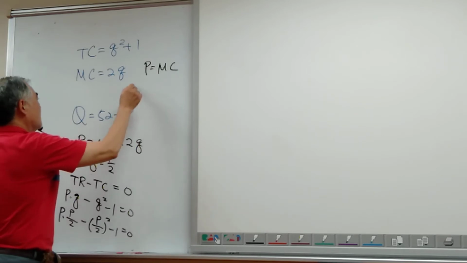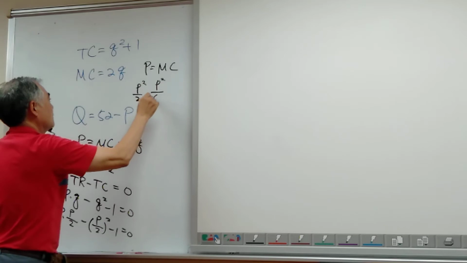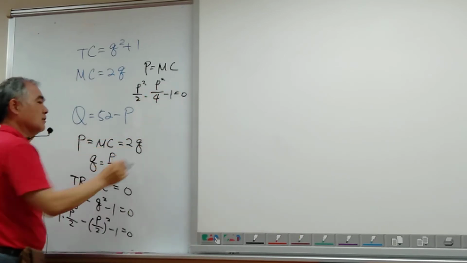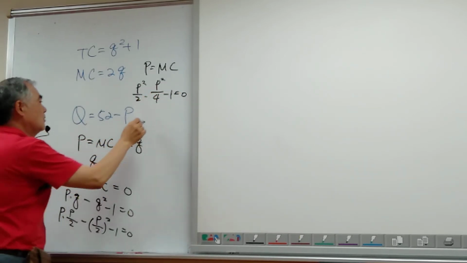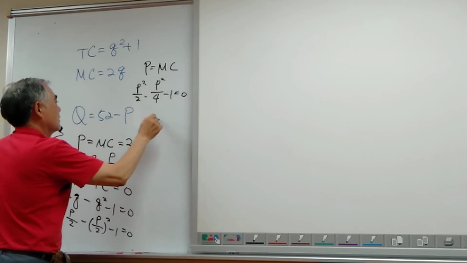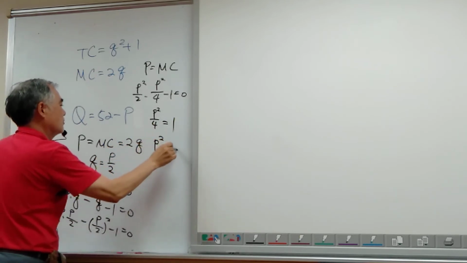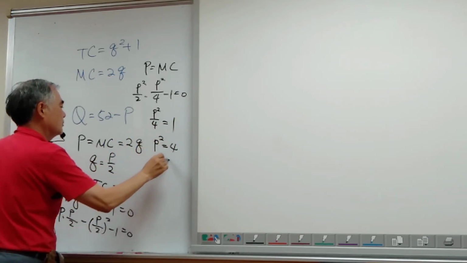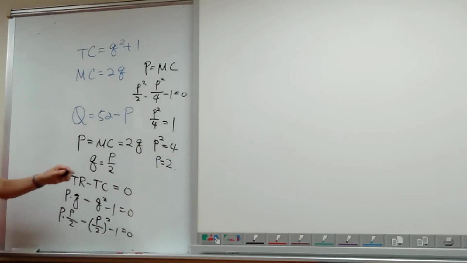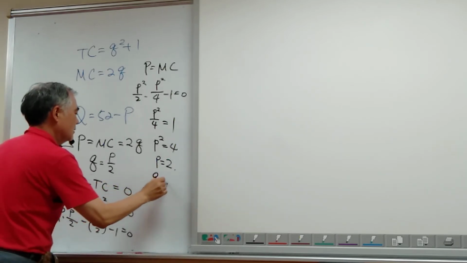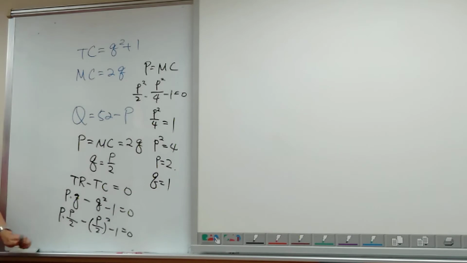So, what do we have? We have P squared over 2 minus P squared over 4 minus 1 is equal to 0. Right? So then P squared over 4 is equal to 1. And then P squared is equal to 4 and P is equal to 2. And because of that, Q is equal to 1. Okay, questions?